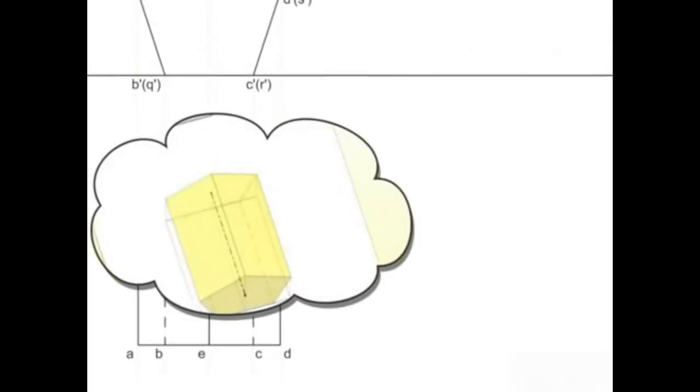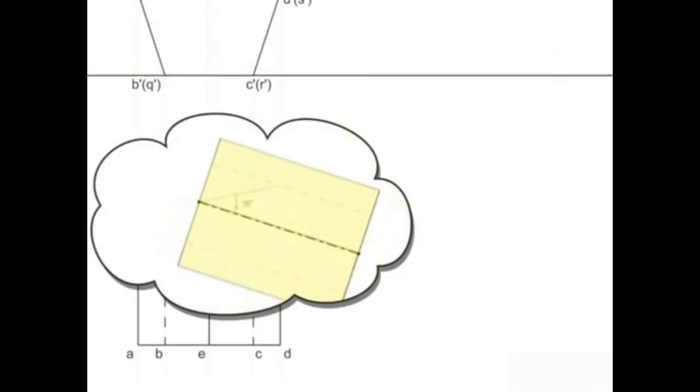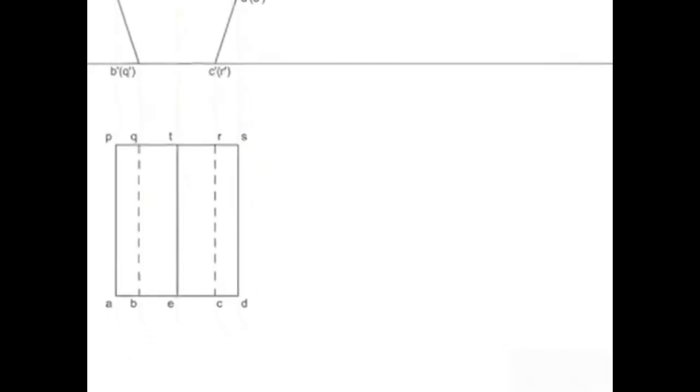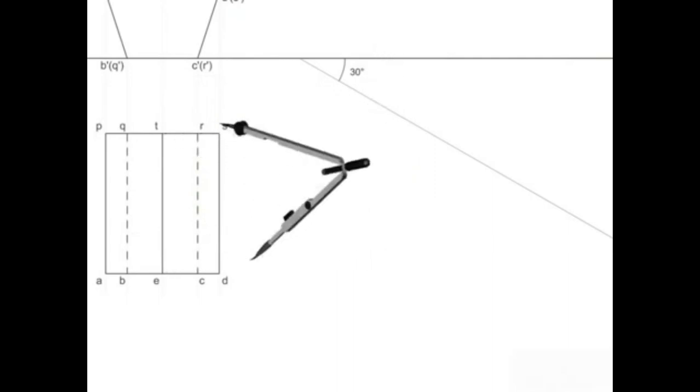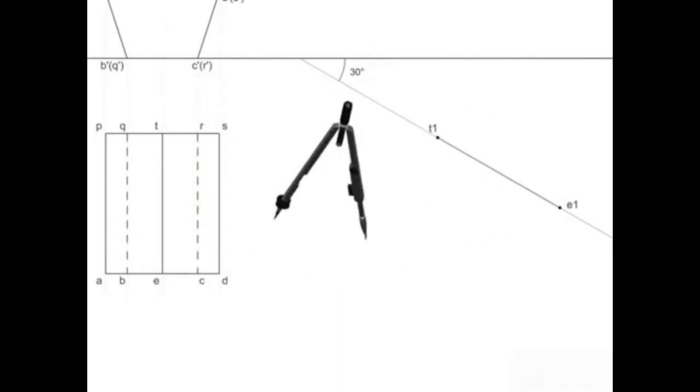Now, it's time to create the 30 degrees inclination. For that, draw an inclined line at 30 degrees to XY. It represents the axis of the prism. Copy the transformed prism from its top view onto this line.